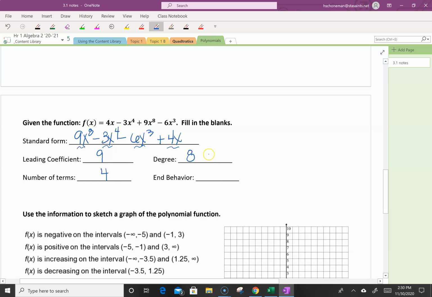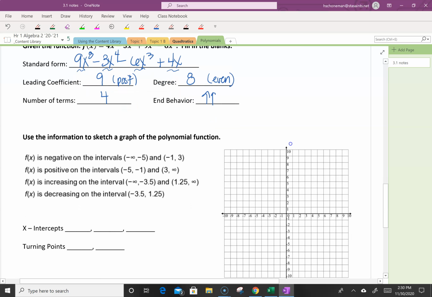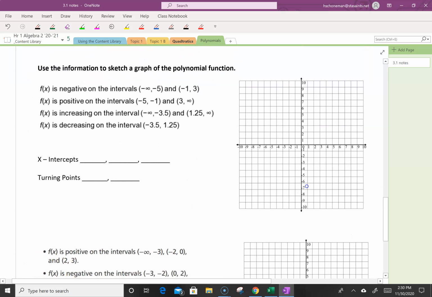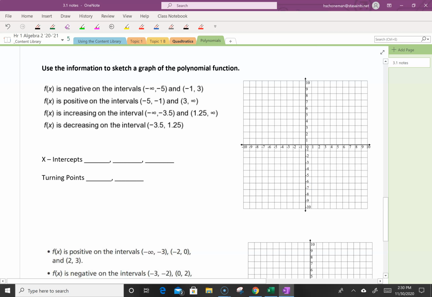For the end behavior, because the degree is even, they have to be going the same way. Because this is a positive number, they both have to be going up. All right, next thing we're going to do is try and graph it. And this is just a sketch, so this is not an exact picture. We're trying to use this information to graph it.